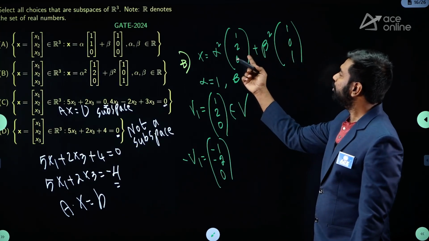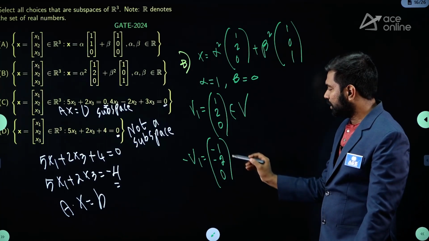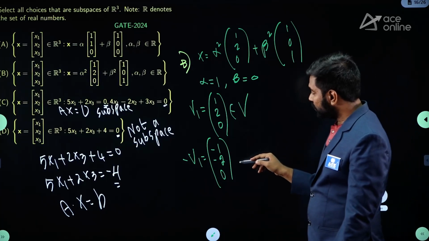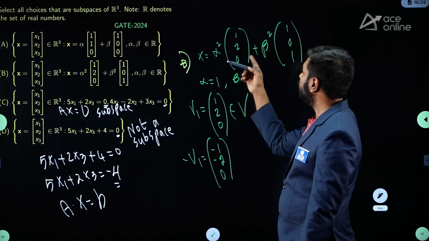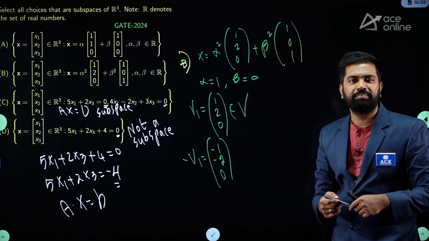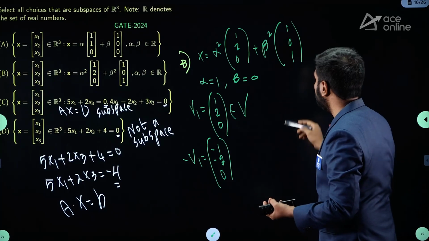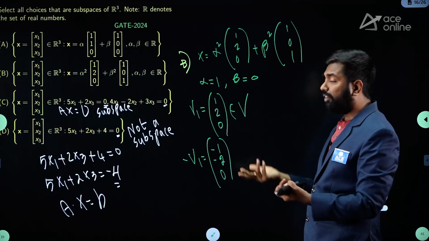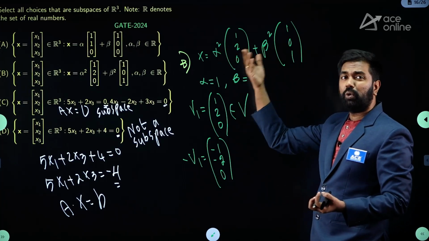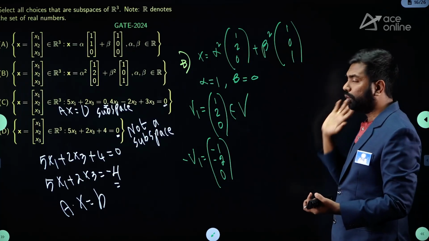Will this be part of this set? Come on, think of it. Can you get minus 1, minus 2, 0 in this set? If you say yes, sir, we can get it, then tell me what values of alpha and beta will give you this? Some students might get excited and say, sir, put alpha as minus 1. Even if you put alpha as minus 1, what is minus 1 whole square? Minus 1 whole square is 1. So again what you get is 1, 2, 0 only.